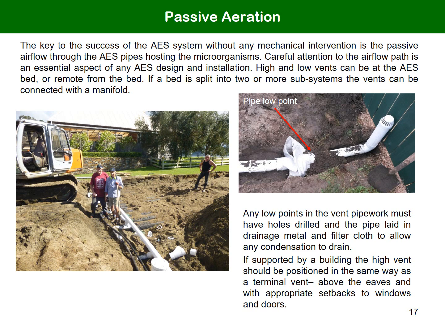High and low vents can be at the AES bed or remote from the bed. If a bed is split into 2 or more subsystems, the vents can be connected with a manifold. Any low points in the vent pipework must have holes drilled and the pipe laid in drainage metal and filter cloth to allow any condensation to drain. If supported by a building, the high vent should be positioned in the same way as a terminal vent, above the eaves and with appropriate setbacks to windows and doors.